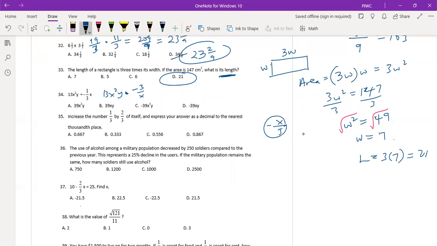So if I multiply, I should have negative 39. Now the x becomes x squared divided by x, so it means 2 minus 1 for the exponent, so I just have x and then the y. So we have to be careful with this question. The answer here will be negative 39xy. This should be your answer.